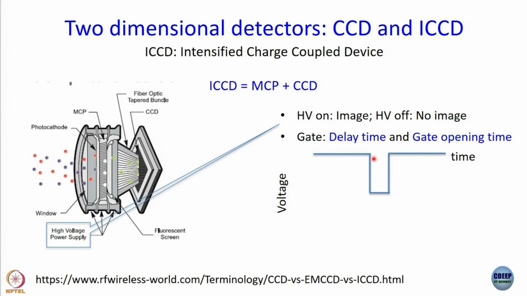Okay. Suppose you shoot a laser and then after 1 nanosecond you turn the voltage on. This 1 nanosecond is delay time. If you turn the voltage on after 2 nanosecond, then 2 nanosecond is delay time. And the time for which the gate is on, the voltage is applied, this time, this is called the gate time.